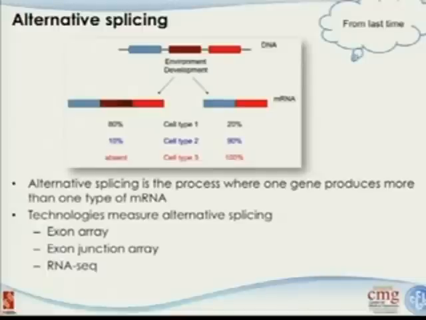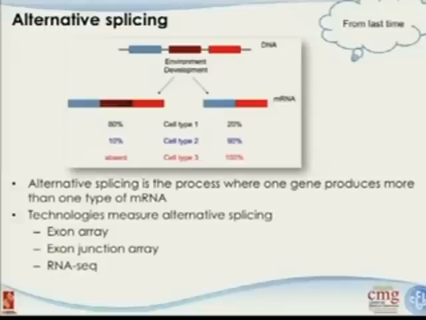You can see this is one gene that has 3 different exons. In one condition, all the exons will be in the final isoform. In another condition, the middle one has been skipped. This process is called alternative splicing, which is a process where one gene produces more than one type of mRNA. The technologies to measure alternative splicing include the exon array, exon junction array, and RNA sequencing.